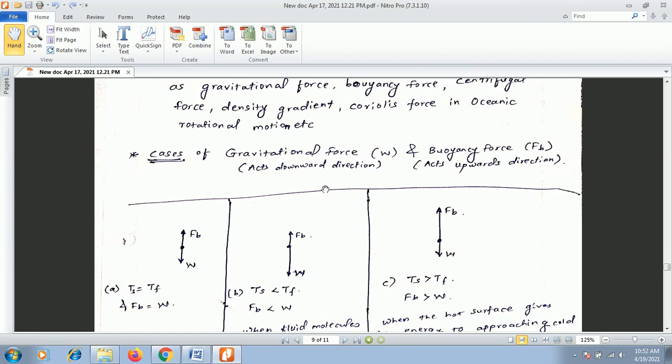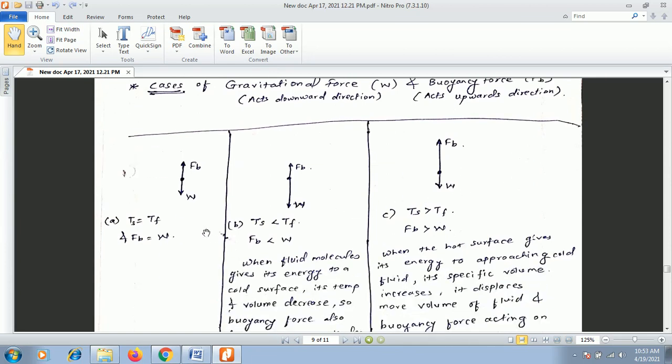The gravitational force will act downwards towards the center of gravity, and the buoyancy force acts upwards. So there are three cases. In the first case, both the surface as well as the approaching fluid are going to have the same temperature. So there will be an equilibrium form. So what is going to happen? There will be no movement of the fluid. So the first case, case A, indicates the same magnitude of the gravitational force and the buoyancy force will remain the same. Okay? The direction will be opposite, but the magnitude is going to remain the same.